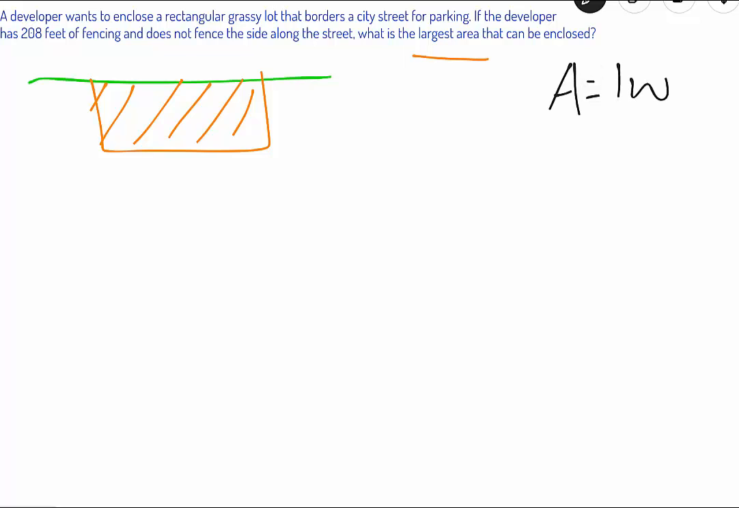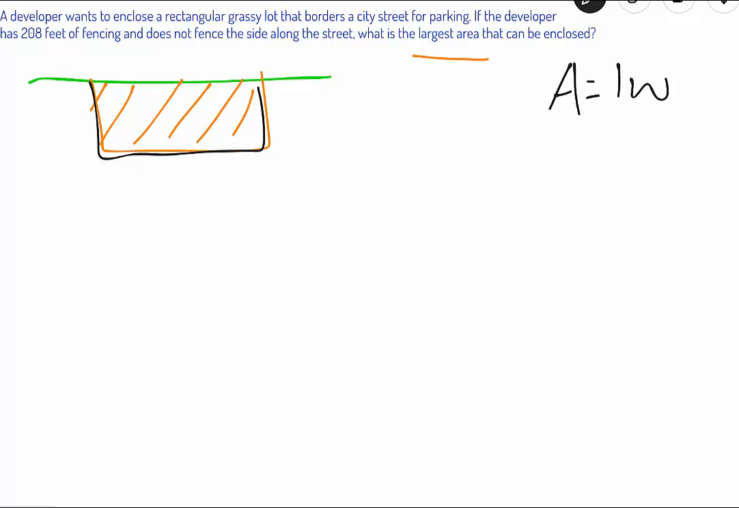So in order to figure this out, we need to know the length and the width of this rectangle here. And again, keep in mind we're only fencing the orange pieces here. These three sides, not the green side over there. So we need to figure out how we can designate a length and a width for this, only knowing that we have 208 feet of fencing.